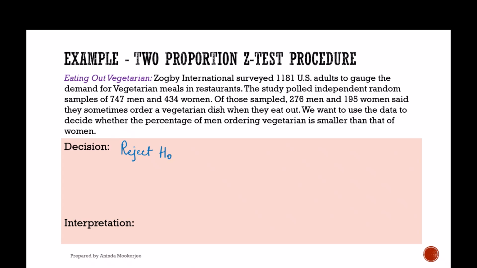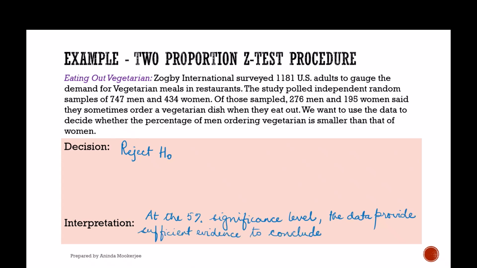And finally, for the interpretation, you always have to start with the significance level at which you were testing. So at the 5% significance level, the data provides sufficient evidence. When we are rejecting the null hypothesis, then your data was strong enough to reject the null hypothesis. So you have to write it accordingly. The data provides sufficient evidence to conclude. And for the rest of the interpretation, you can just take the verbiage from the question itself.